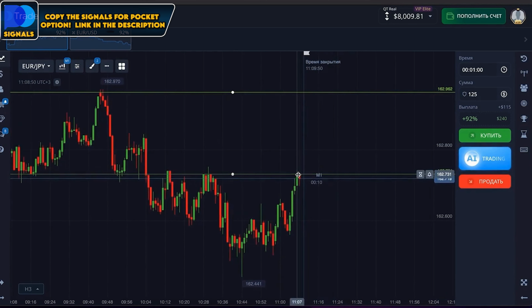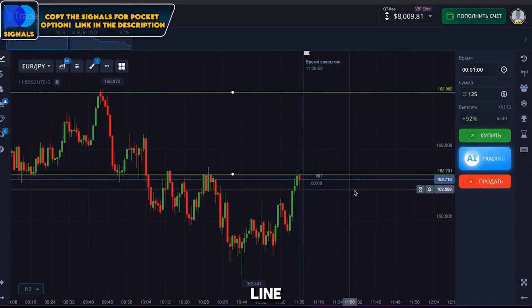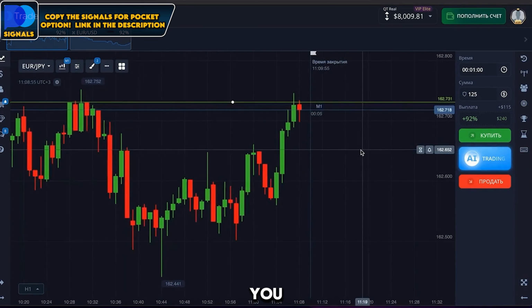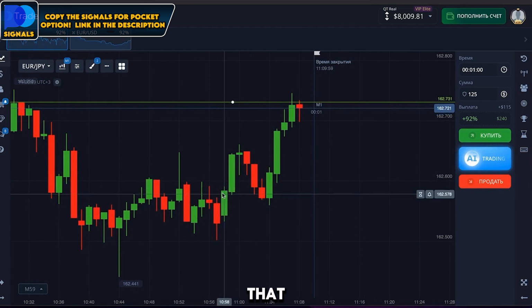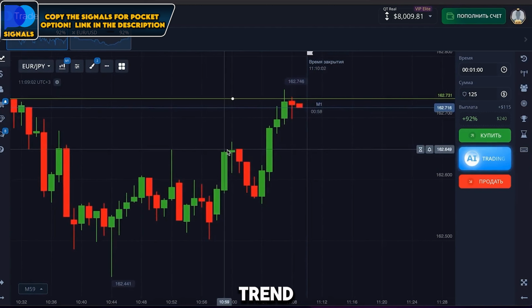Here, you can see how the price approaches this line. Therefore, if you have a similar reversal, and in general, if a reversal is happening, you see that large bullish candles are forming during such a trend.